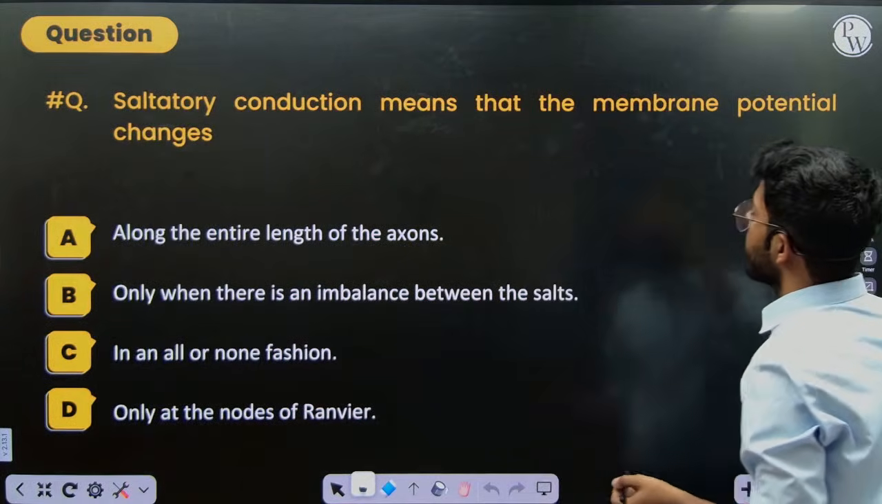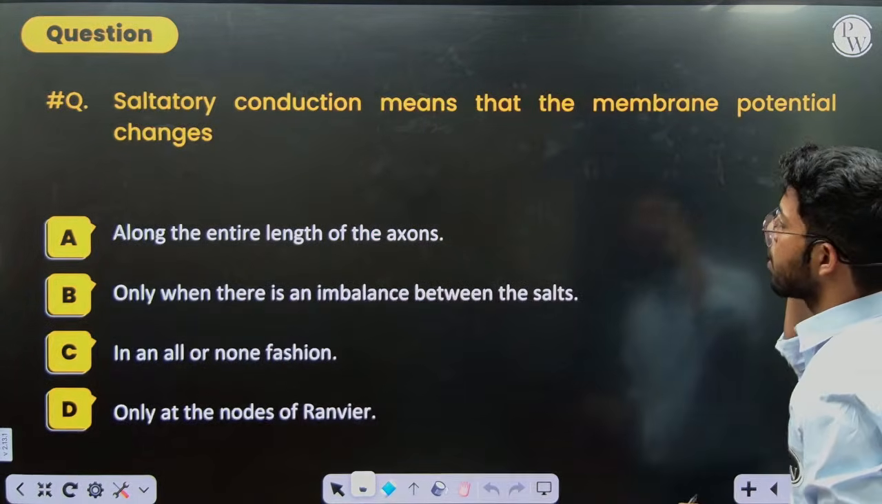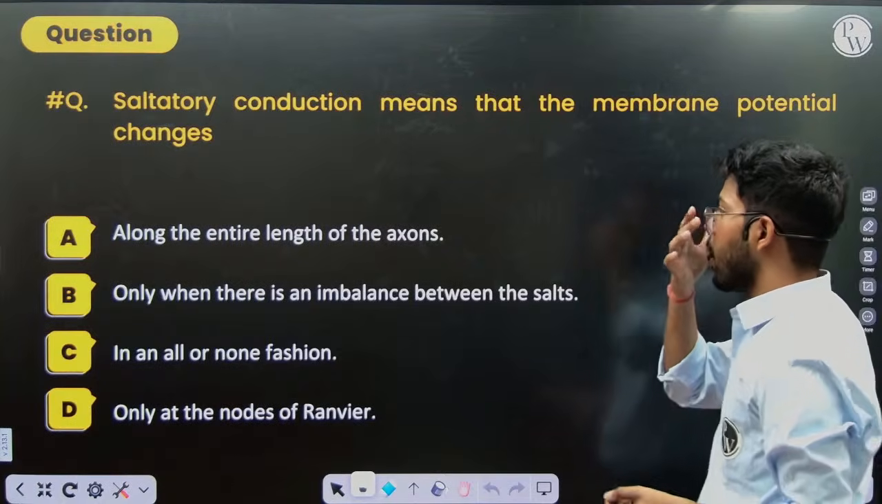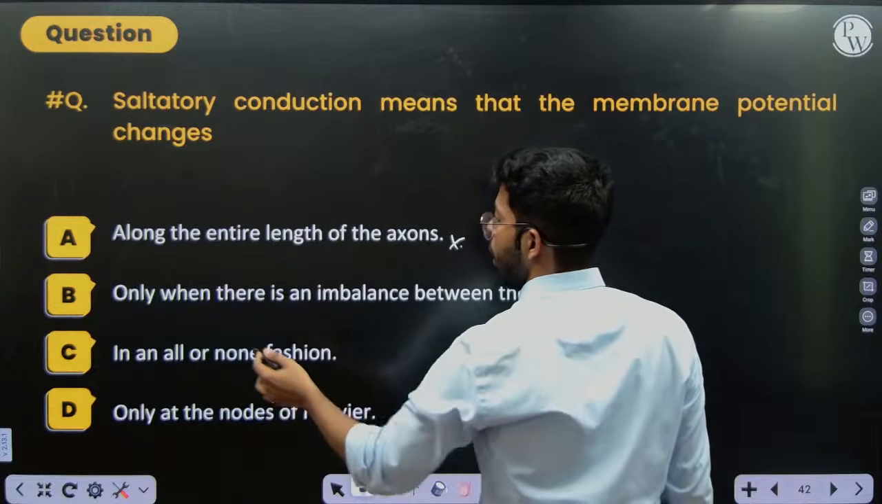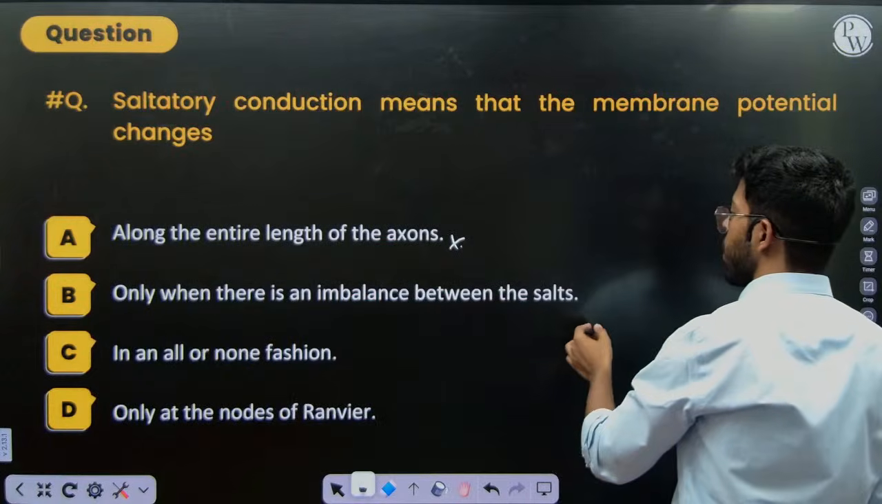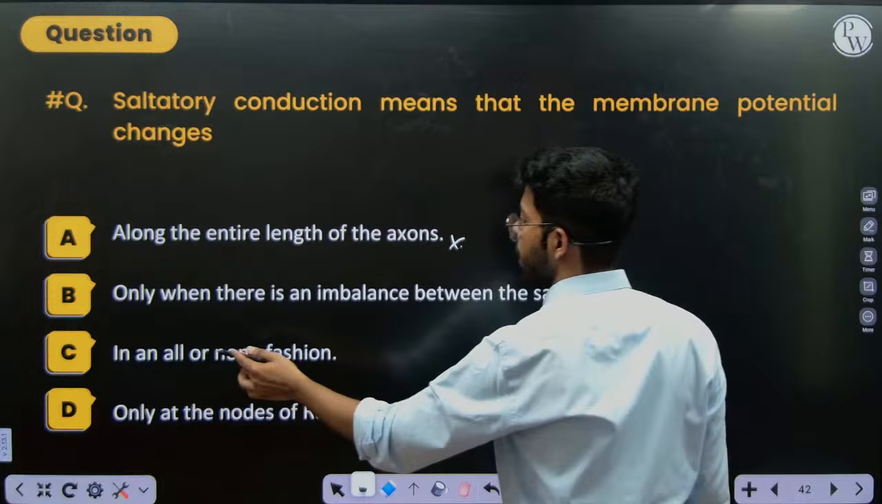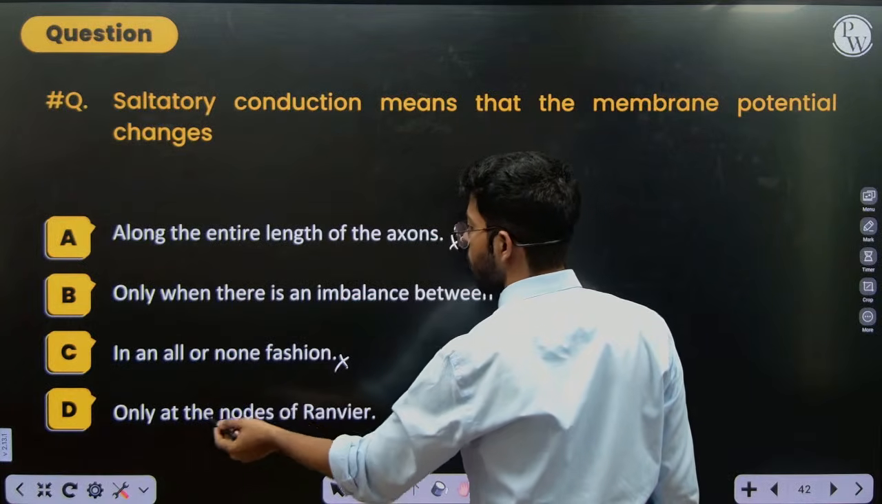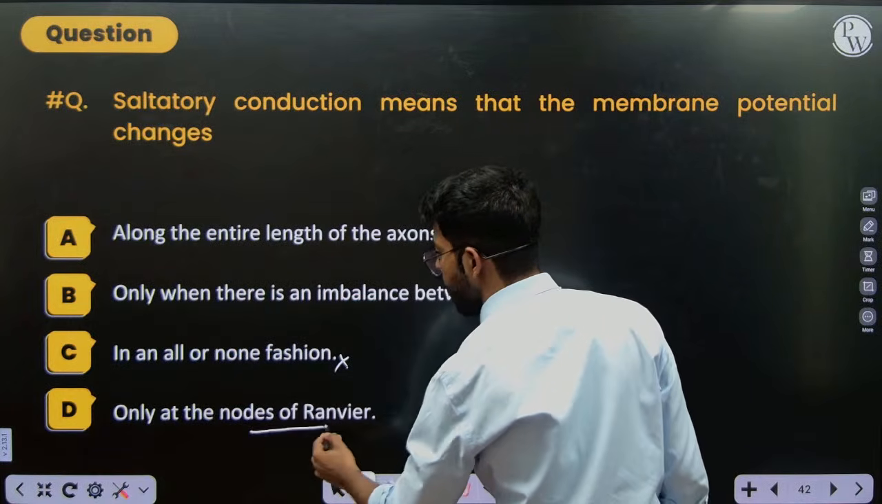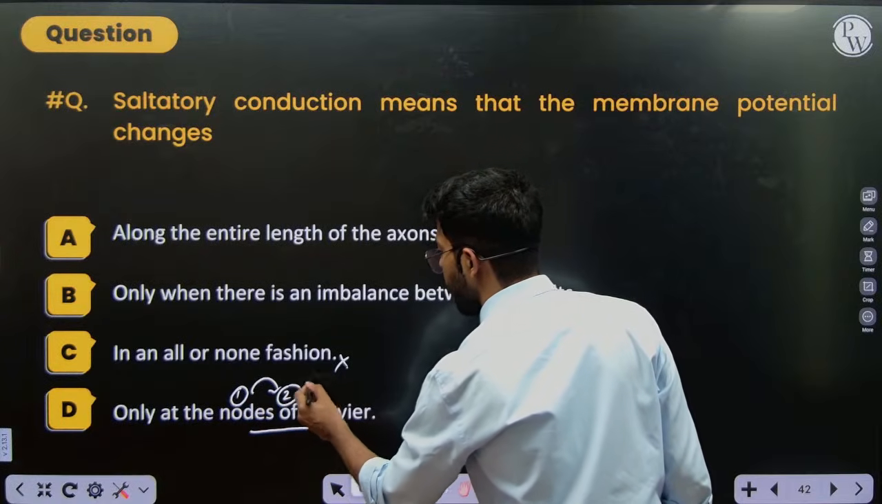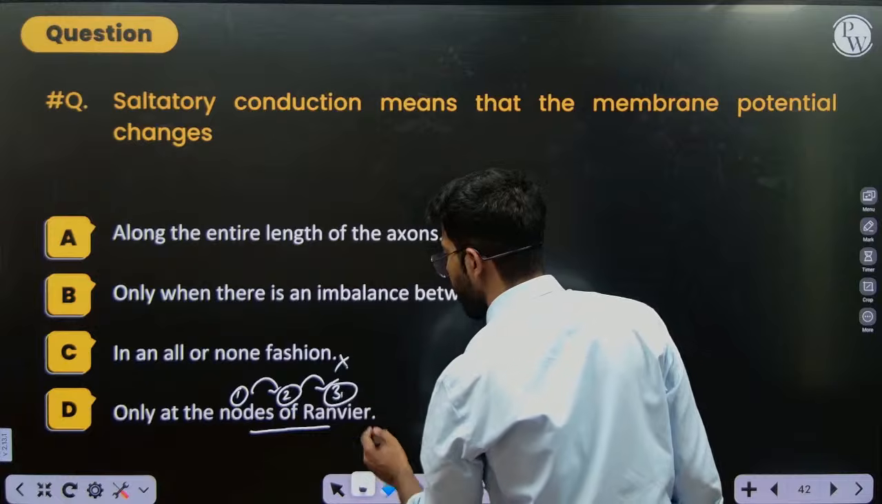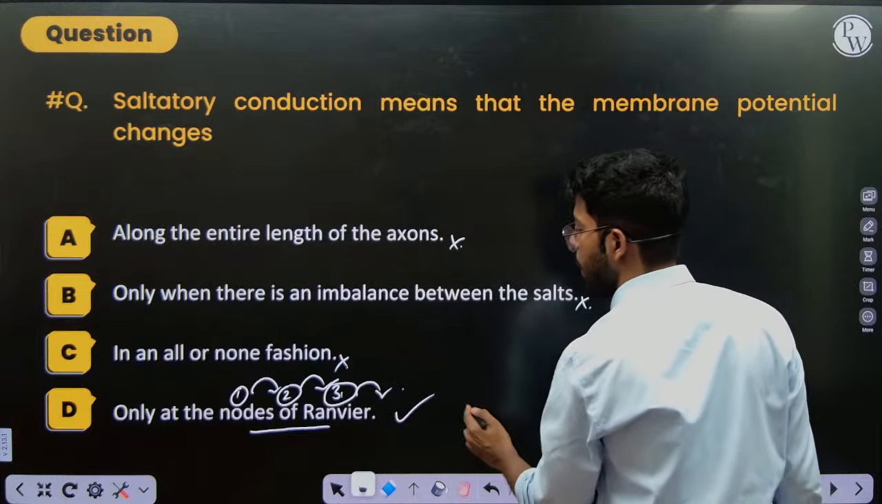Saltatory conduction means that the membrane potential changes along the entire length of axons. No. Only when there is an imbalance between the salts. No. In all or none fashion. No. Saltatory means jumping fashion, that is from one node of Ranvier to the second node of Ranvier to the third node of Ranvier, and so on. So this is the right answer.